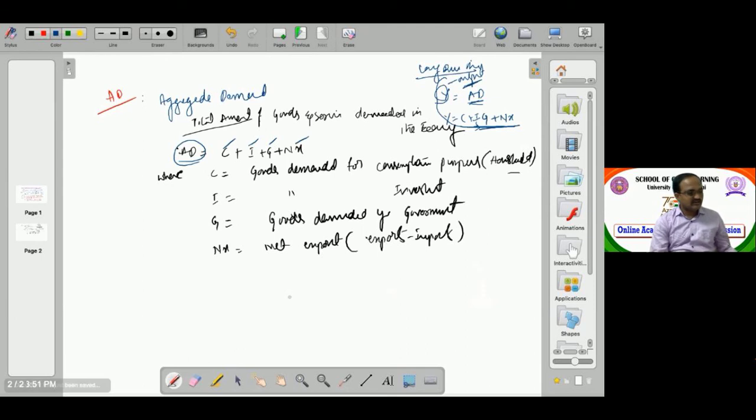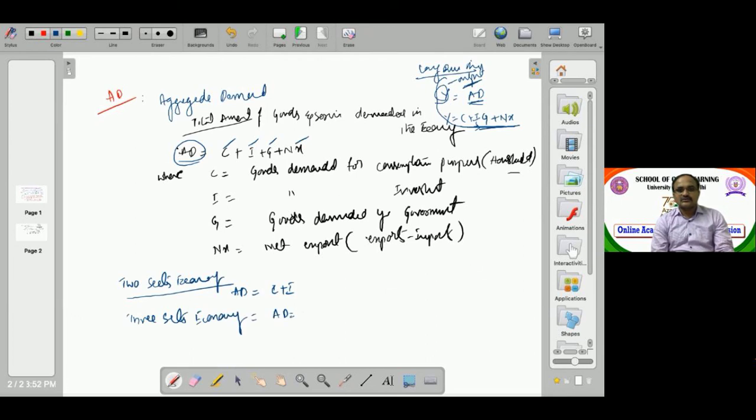If you are talking about a two sector economy, where the two sectors are the household sector and the firm sector, then aggregate demand is equal to C plus I. In a three sector economy, AD is equal to C plus I plus G. In a four sector economy, it is C plus I plus G plus NX. The difference is adding one by one.